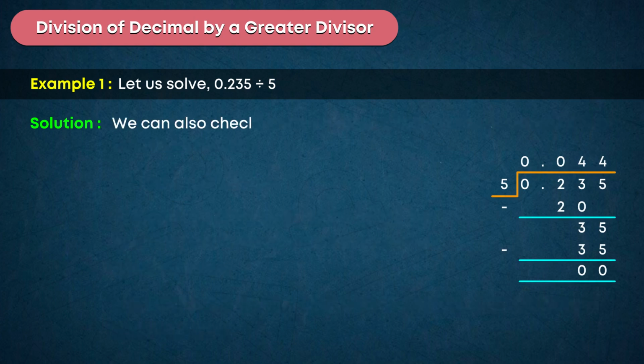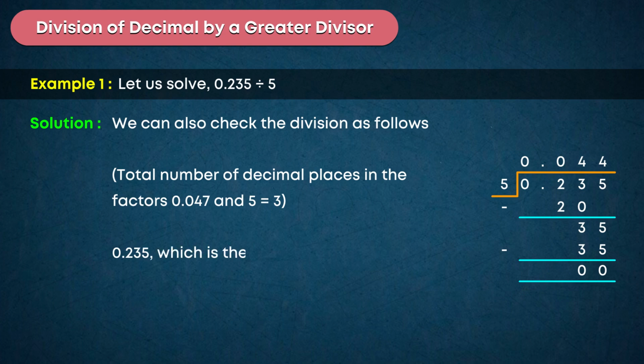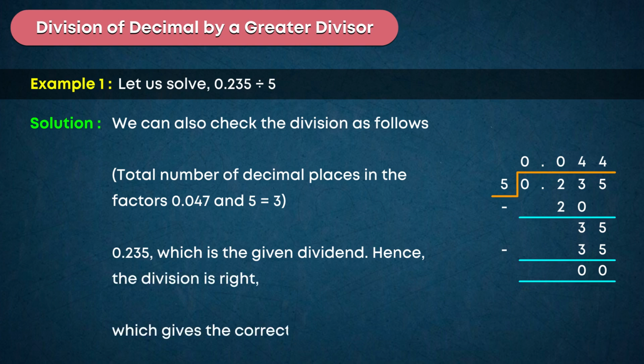We can also check the division as follows. Total number of decimal places in the factors 0.047 and 5 is equal to 3. 0.047 into 5 is 0.235, which is the given dividend. Hence, the division is right, which gives the correct quotient, that is, 0.235 divided by 5 is equal to 0.047.